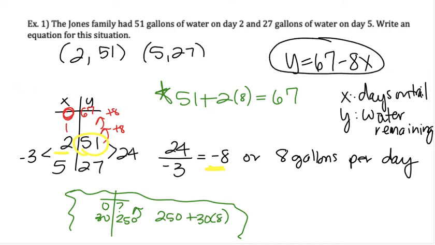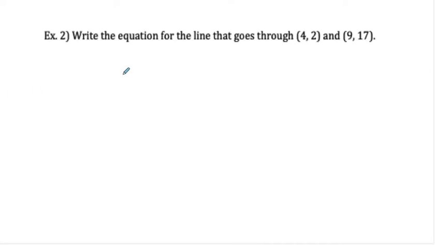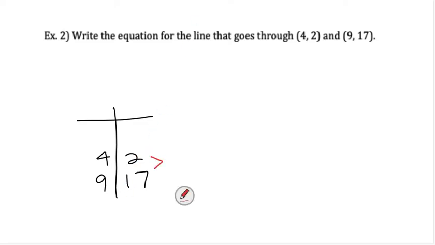Let's try example number 2. So we do not have context for this story. We simply have our 2 ordered pairs. Step 1 is to find that unit rate. So again, I recommend placing this information in a table. So I have an input of 4, an output of 2, input of 9, and an output of 17. So step 1, find that vertical change. So 2 minus 17 is negative 15, and 4 minus 9 is negative 5.